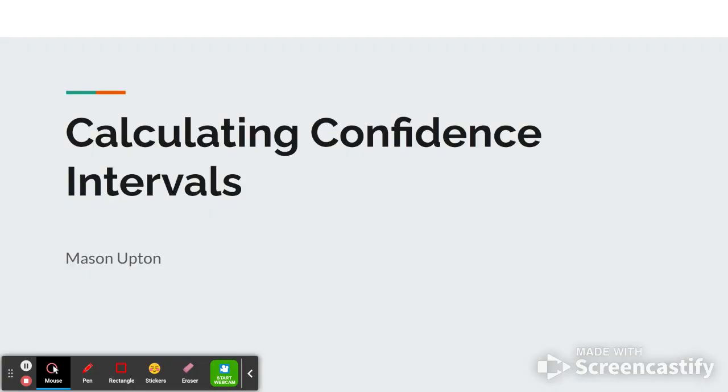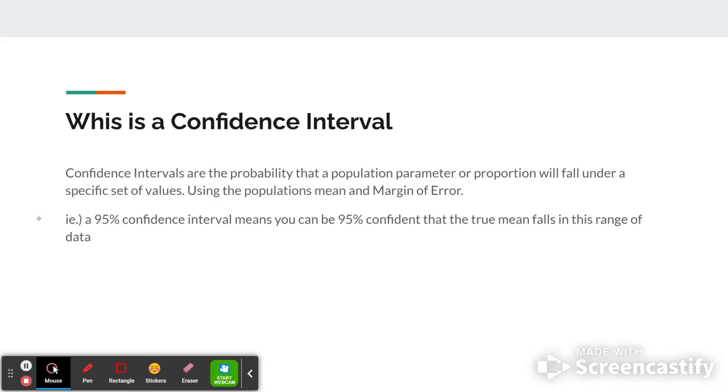All right, today I will be teaching you how to calculate confidence intervals. Confidence intervals are the probability that a population parameter or proportion will fall under a specific set of values using the population mean and margin of error, i.e. a 95% confidence interval means you can be 95% confident that the true mean falls in this range of data.